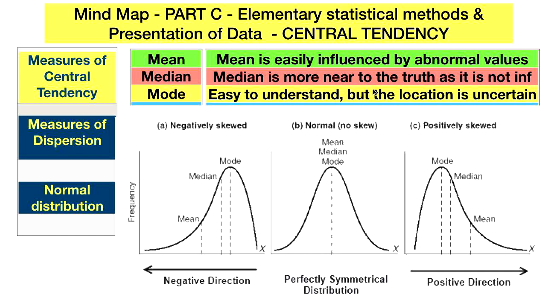Median is more near to the truth. Why? Because it is not influenced by the abnormal values, because median is the midpoint of the values. You arrange either in ascending or descending order and you take the midpoint. That's why it's more near to the truth. And mode is easier to understand, but the location of the mode will be uncertain. Why? Mode is the most commonly occurring variable, the most often repeated variable in a data set. So maybe the lower values will be represented by the mode or higher values may be represented by the mode. So mode can go this side or mode can come this side.